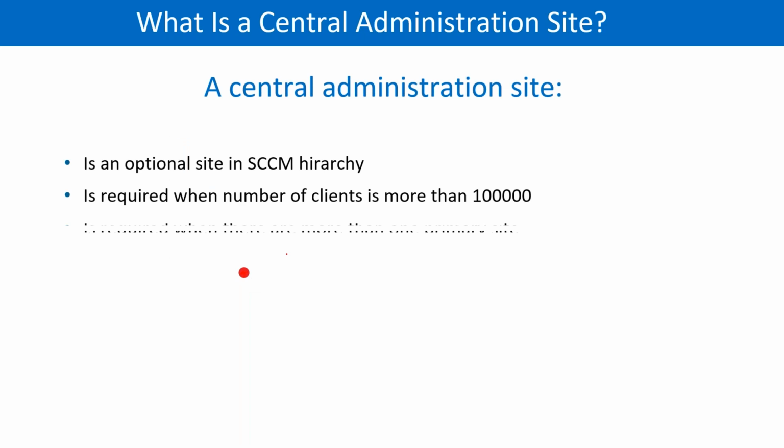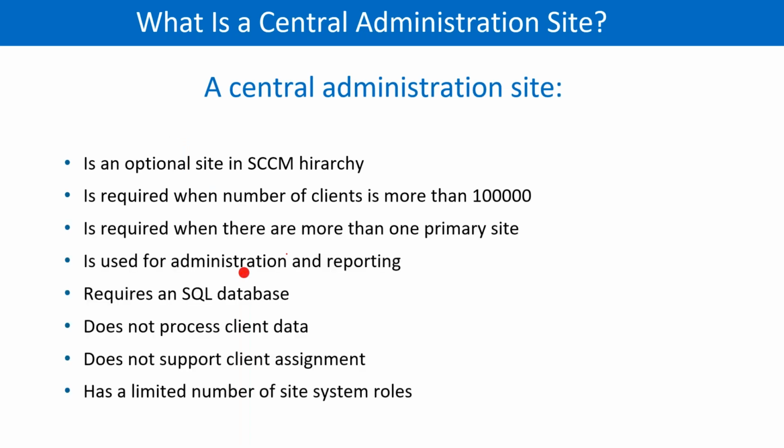Then you have central administration site details. What is a central administration site? As we discussed in the previous slide, it is an optional site in SCCM. And why do we need a central administration site? Because of these 2 reasons: when you have more than 100,000 devices, and when you have more than one primary site. These are the 2 major reasons for a central administration site to exist.